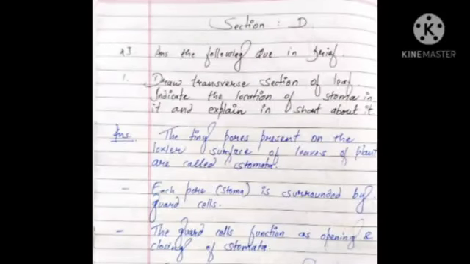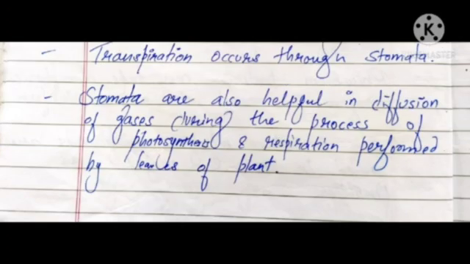And the first one is, draw transverse section of leaf. Indicate the location of stomata in it and explain in short about it. And the answer is, the tiny pores present on the lower surface of leaves of plants are called stomata. Each pore, stoma, is surrounded by guard cells. The guard cells function as opening and closing of stomata.